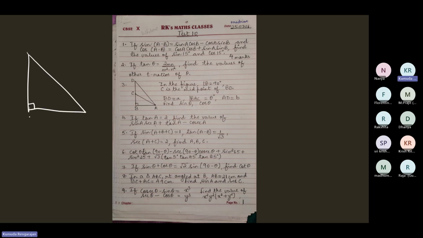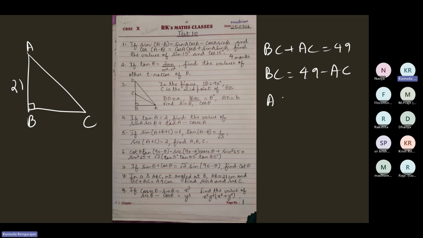Right angle at B. AB is 21 and BC plus AC, the sum of the remaining two sides, is 49. So you can either write BC is equal to 49 minus AC, or you can write AC is equal to 49 minus BC, any one of the two.